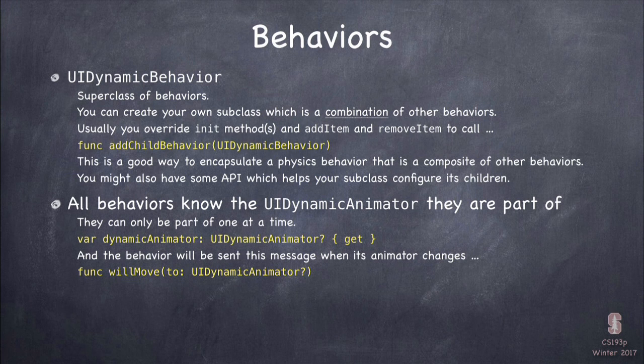Why do you want to know this, by the way? It's sometimes very interesting to know when you leave a dynamic animator, because maybe you have something else going on. Like in our demo, if we get to it on Wednesday, we'll have a little timer that's going all the time. But if we're not being animated, we don't want that timer going. So we'll start and stop that timer in willMove(to:). Okay?